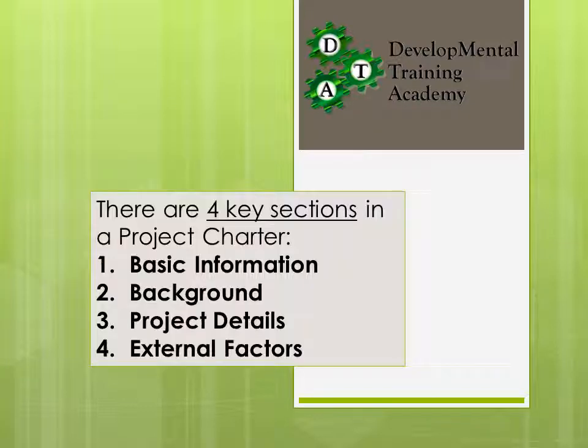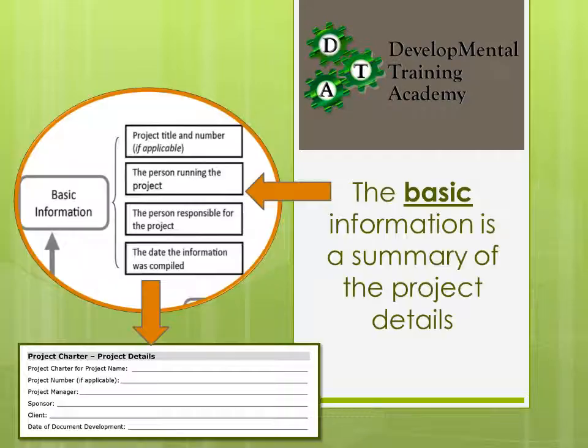So there are usually 4 sections within a project charter. There's many templates out there, and different organisations redevelop them to suit their own individual projects. So section 1 consists of the basic information about the project itself. Then you get the background and the history, the specific details of the project, and any external or other factors that may influence the project.